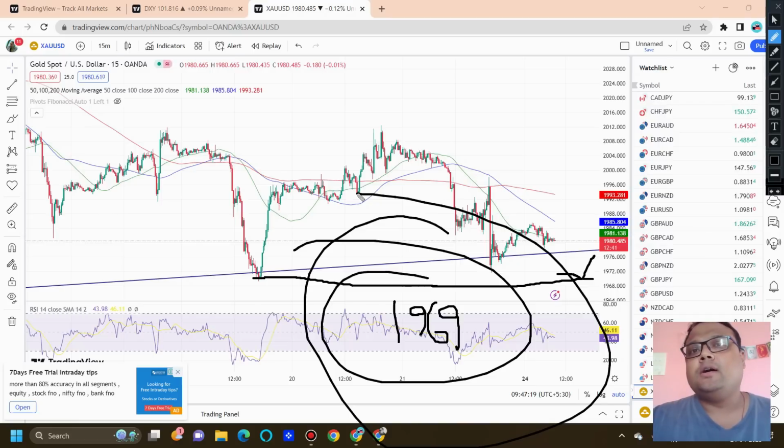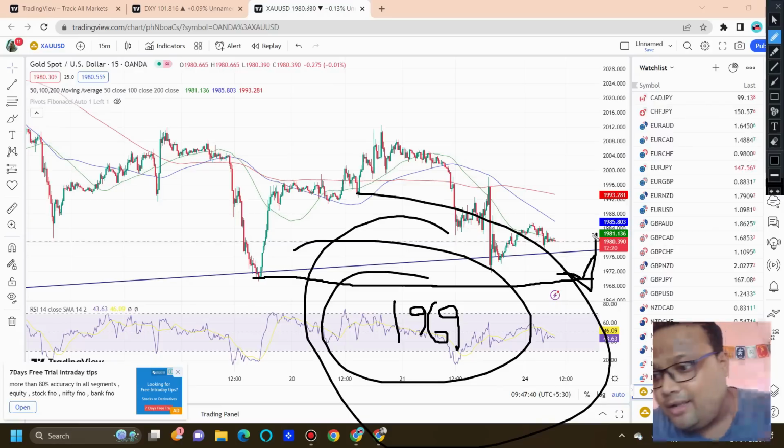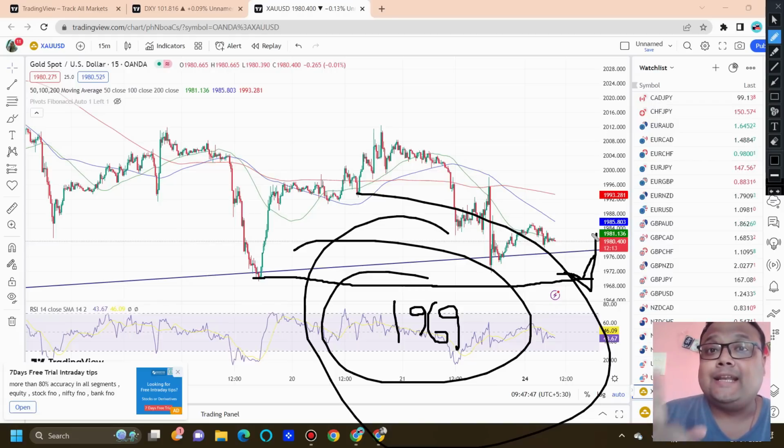because for a breakout or breakdown, volatility or volume is extremely important. Without proper volume, market cannot give you a breakout or breakdown. So if the market remains like this, means less volume, less volatility, so obviously market cannot break the level and market will go for a minor bounce. You can go for a buy. But in case during the US session gold starts falling with volume, then obviously it will break and you can look for a quick selling opportunity below 1969 as well.